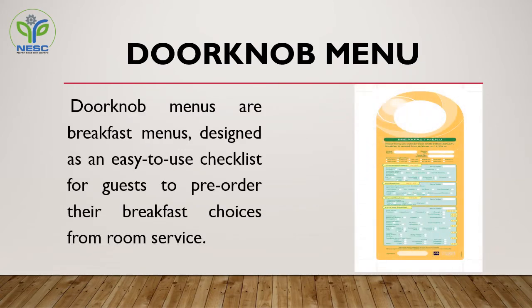Let's start with a new terminology, doorknob menu. So what is a doorknob menu? Doorknob menu is a type of menu card which is hung behind the doorknob of a particular room, comprising of all the available dishes and beverages for breakfast and for the major meals, plus snacks with the rates indicated adjacent to the dishes. In short, doorknob menus are breakfast menus designed as an easy to use checklist for guests to pre-order their breakfast choices from room service.